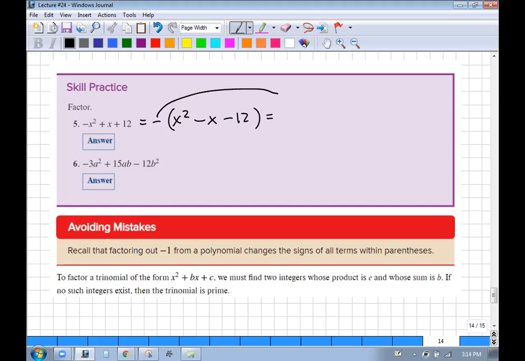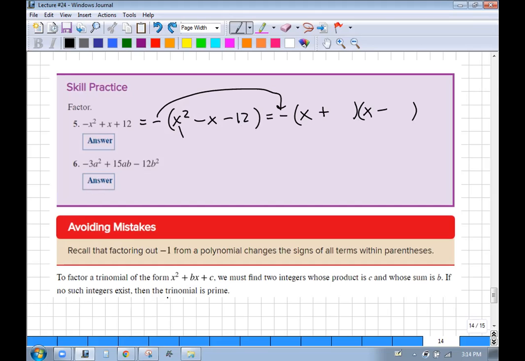So now we got this minus sign out front, but the rest of this, we can do our little trick here. We need an x times an x to get us our x squared. This is negative, so we know we need a positive and a negative, because a positive times a negative gives us a negative. So now we need two numbers that multiply to give us negative 12, but add to give us a negative 1.